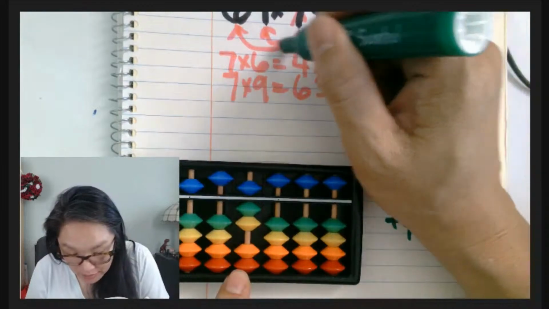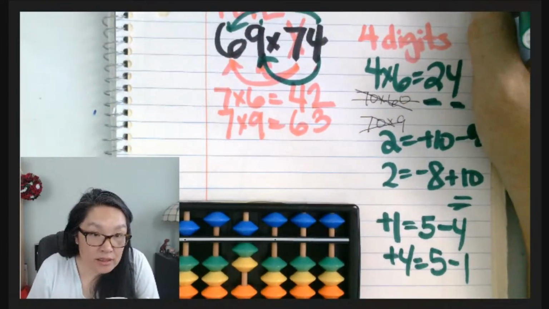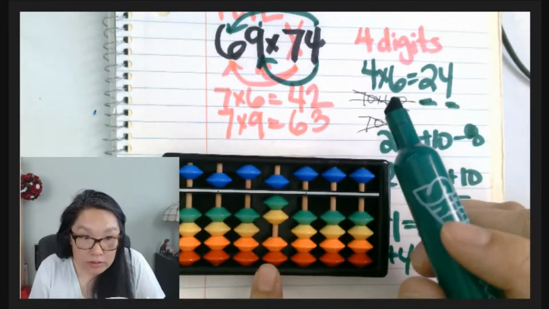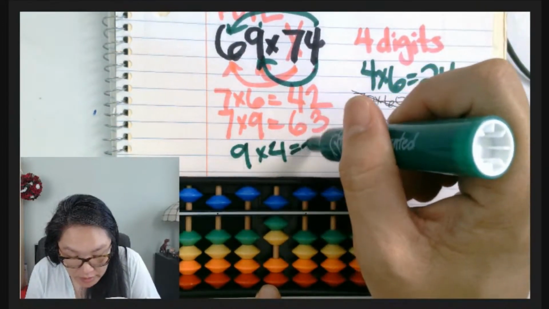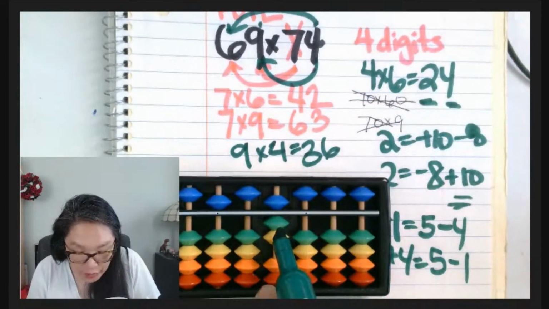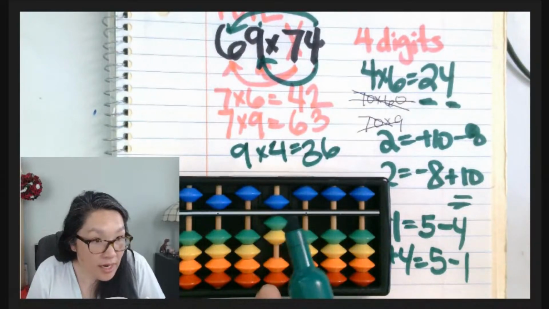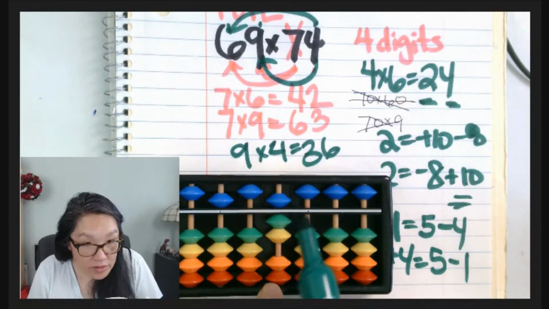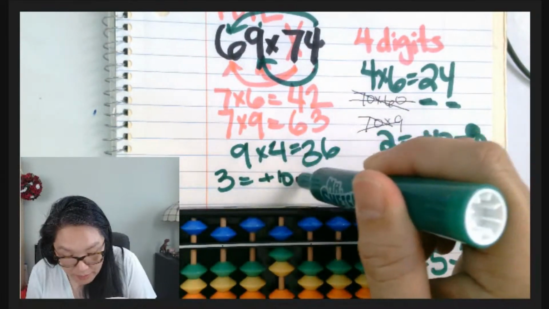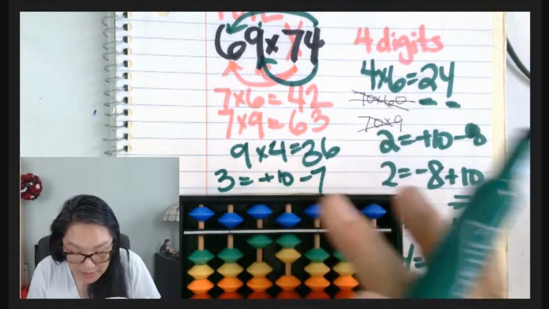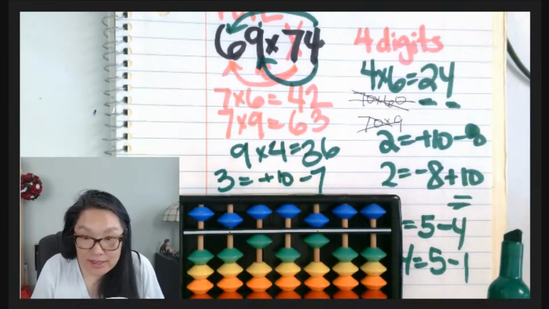And then 9 times 4. 9 times 4 is 36. I add 30, I add 6. I add 30. So if I add 30, there's not enough. What do? 3 is equal to plus the 10 minus the 7. So I plus the 10 and I take away the 7, and then I plus the 6.